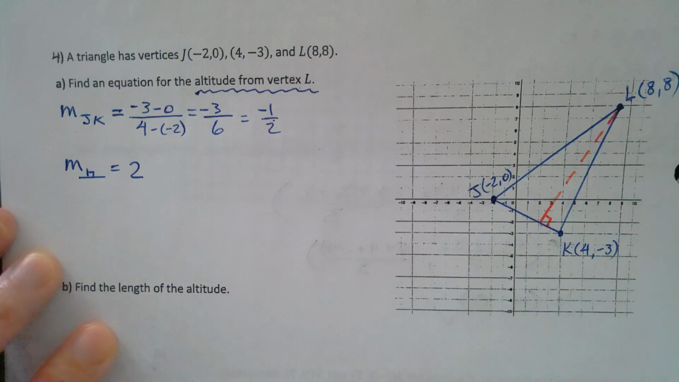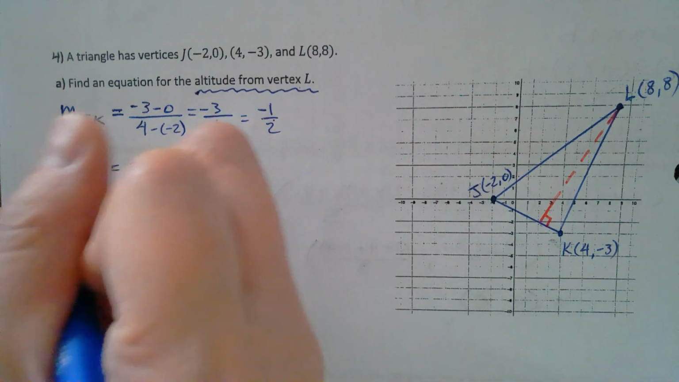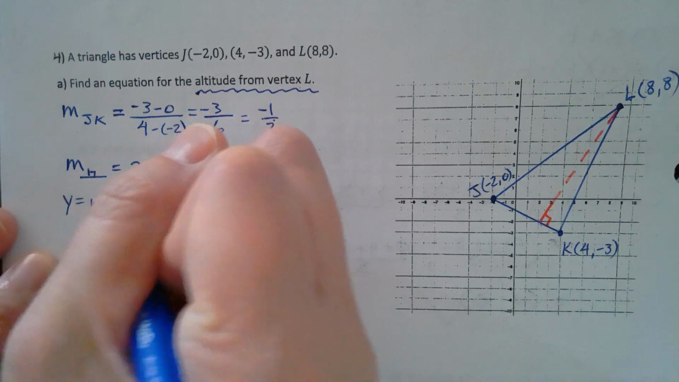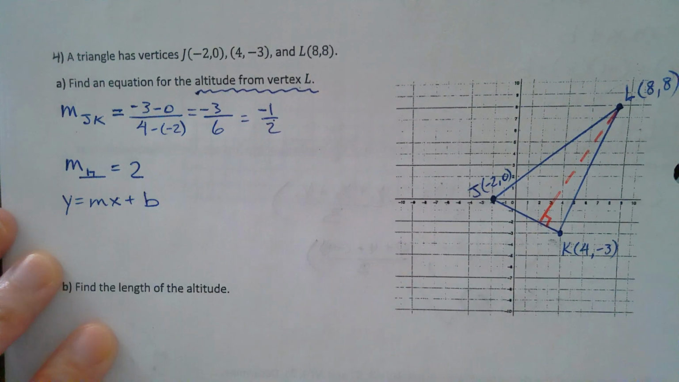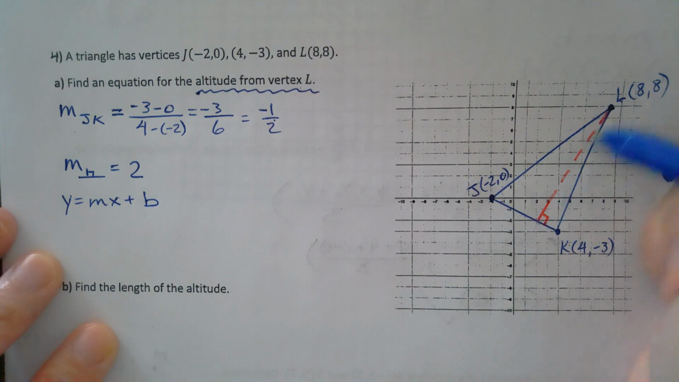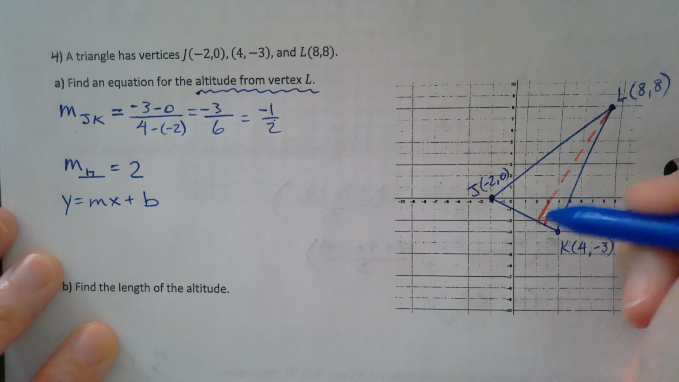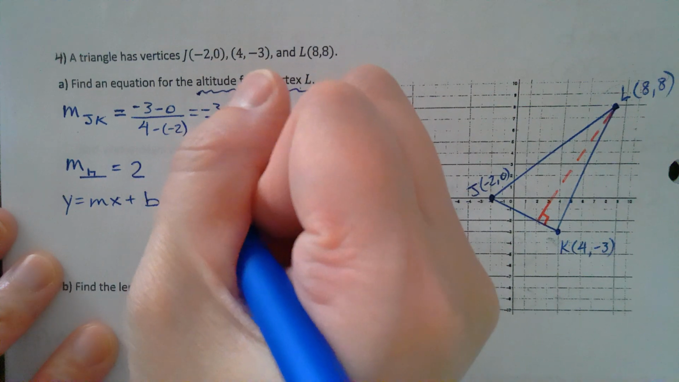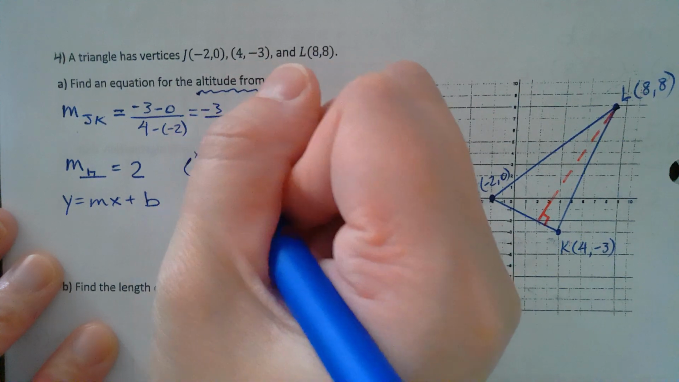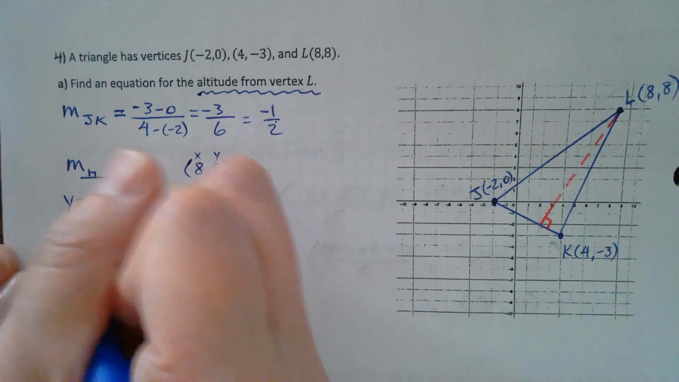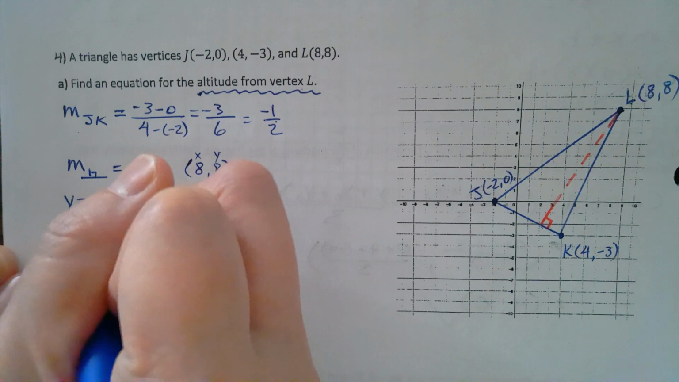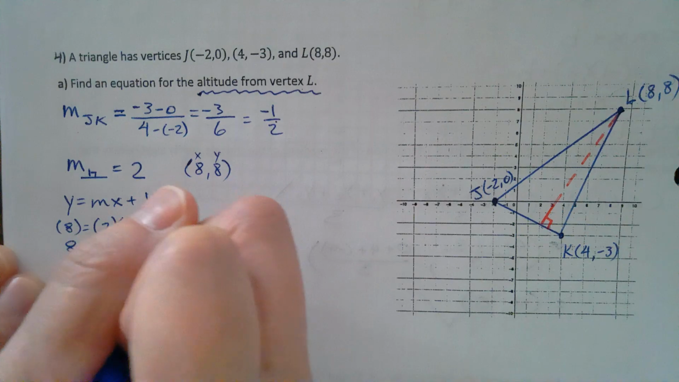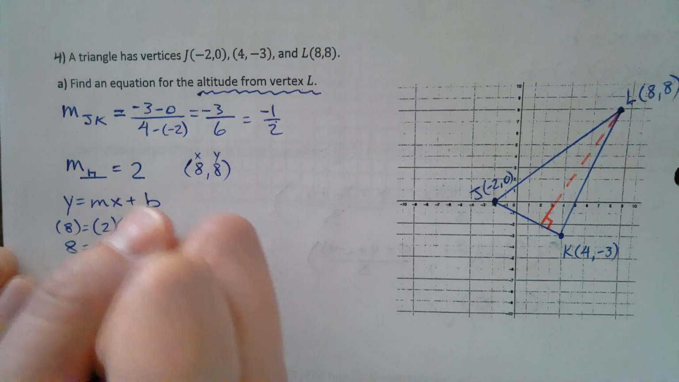Okay, and then now y equals mx plus b. I'm going to use what point do I know on this red line? It's L, right? So I have to use the 8 and 8. So that's my x, that's my y, that's my m. Let's sub it in. Okay, 8 equals 16 plus b. So b equals what?